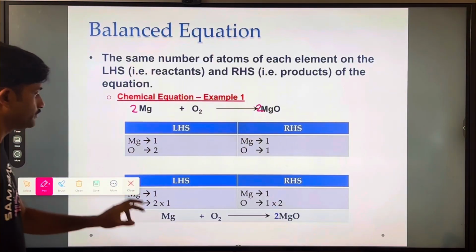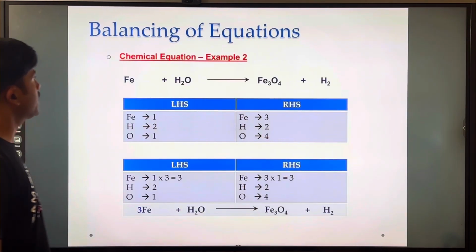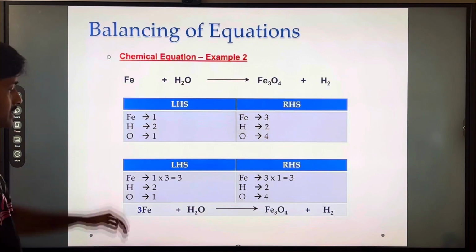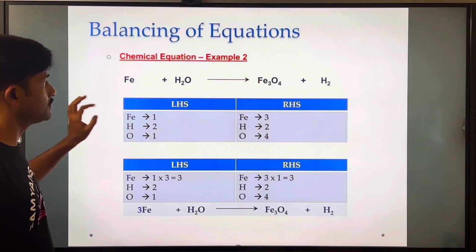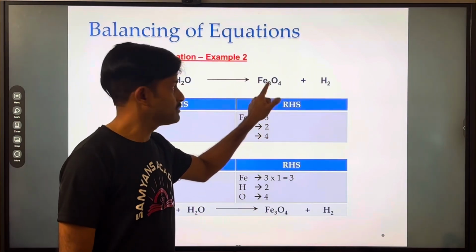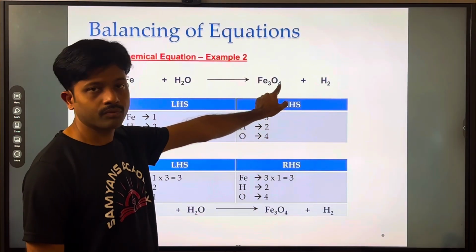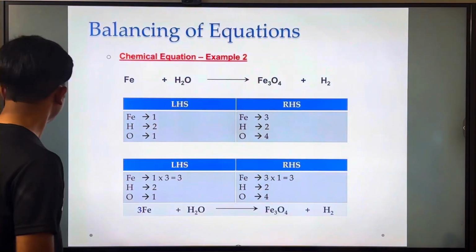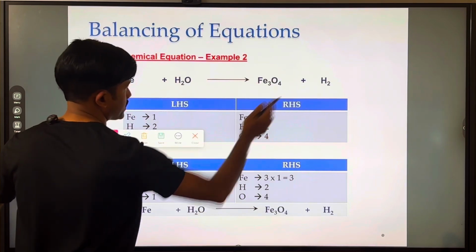Next example. While balancing an equation, first balance the element with the maximum number of atoms. Here we have Fe plus H2O gives Fe3O4 plus H2. Fe3O4 has 4 oxygen atoms.